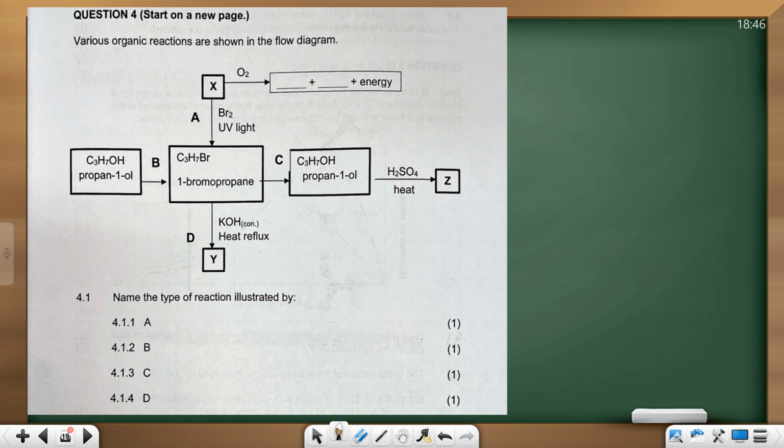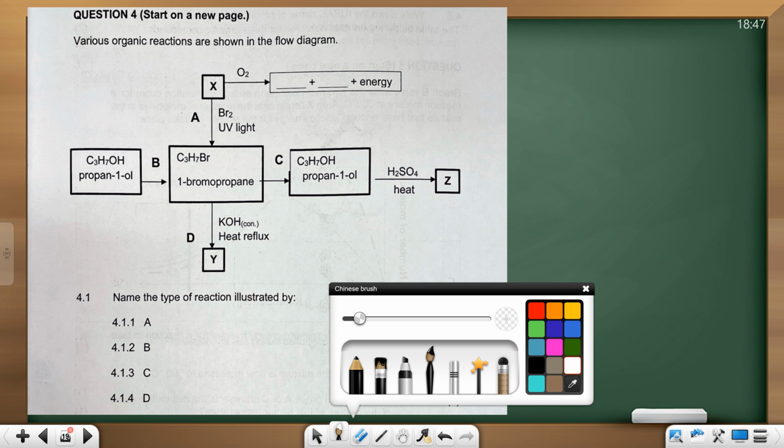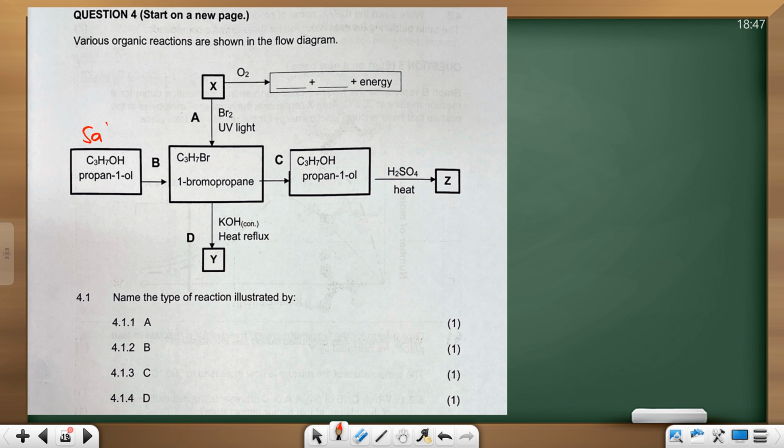Take note. I'm not saying they are hydrocarbons. Hydrocarbons are organic compounds with hydrogen and carbon atoms only. But anytime I see alcohol, I'm going to consider it as saturated. Check here. I have saturated. What about this? It's another saturated. Already I know what B is. What is B?